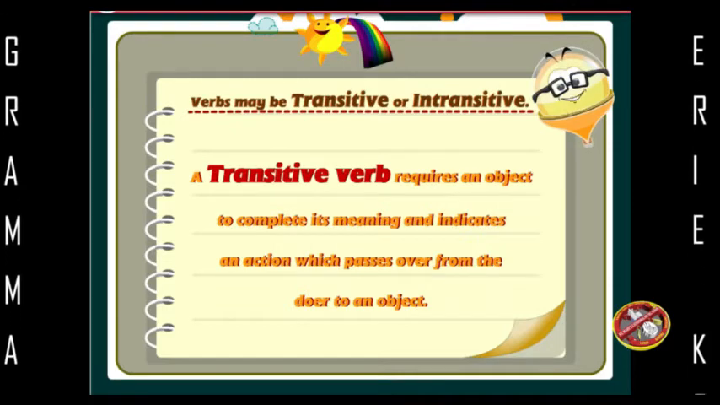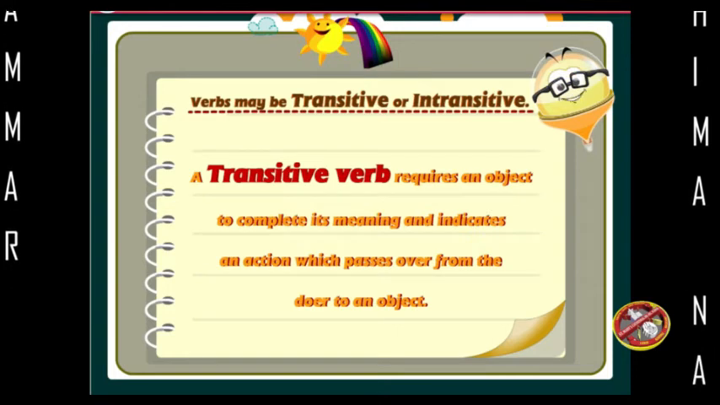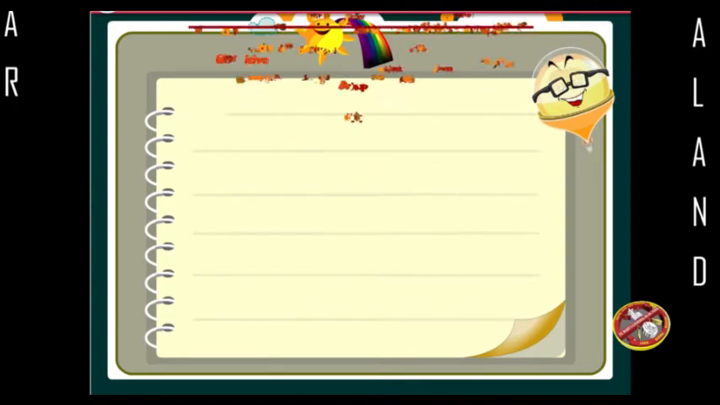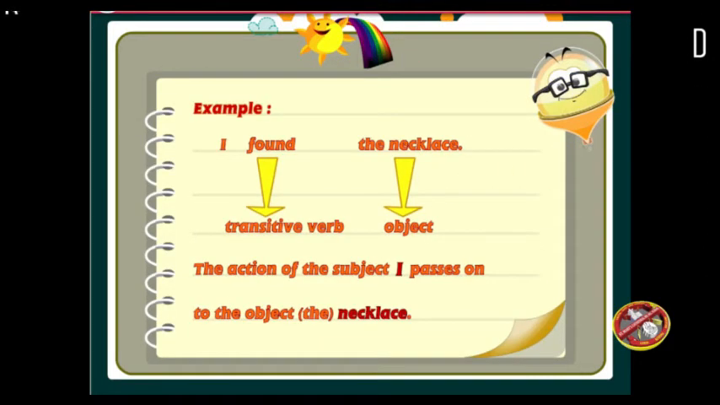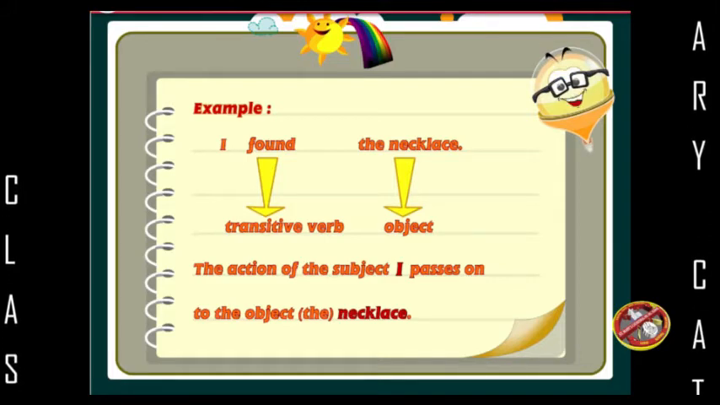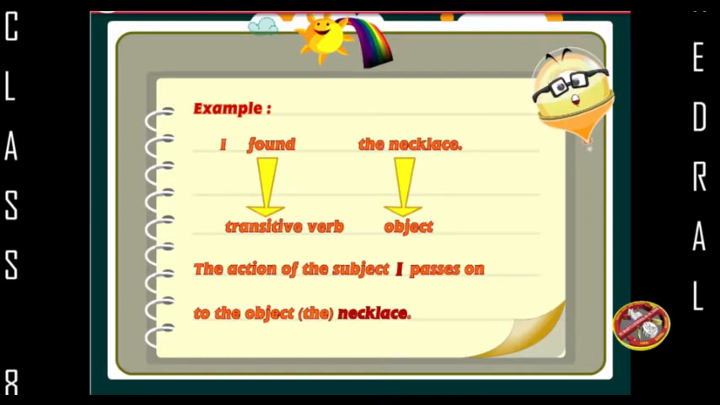A transitive verb requires an object to complete its meaning and indicates an action which passes over from the doer to an object. Example: I found the necklace. Transitive verb, object. The action of the subject, I, passes on to the object, the necklace.